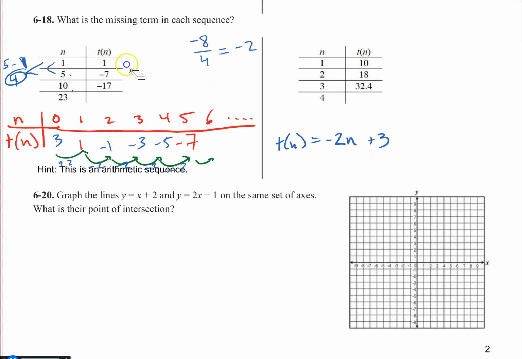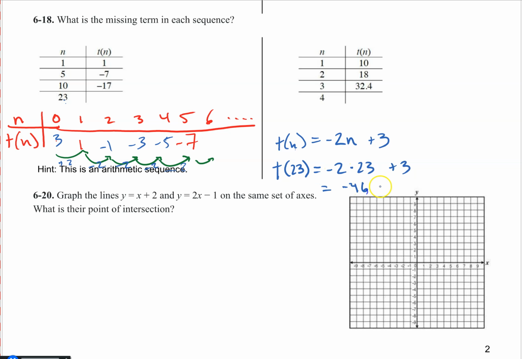Okay, so let's answer that question. What is the 23rd term? When n equals 23, check this out. We have our explicit equation now, so to find that, I can just plug in 23 for n. T of 23 equals -2 times 23 plus 3. -2 times 23 is -46. Add 3 to that, and you have -43.